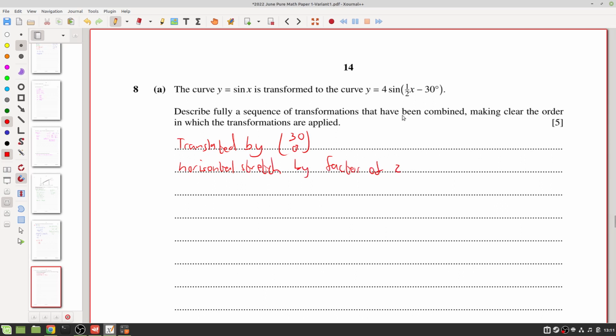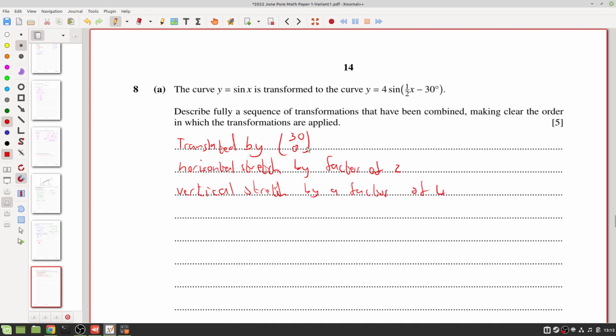So it's basically shrunk by a factor of a half, which means it's stretched by a factor of 2. And then also there is a vertical stretch with a factor of 4. Vertical stretch or stretch in the y direction. Vertical stretch by a factor of 4. Okay, so that's basically what it comes down to.